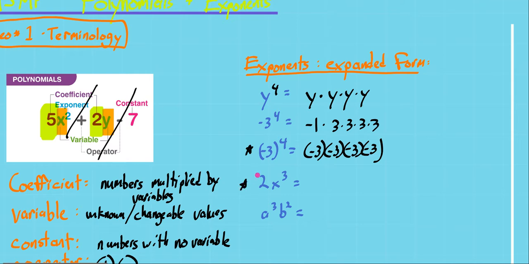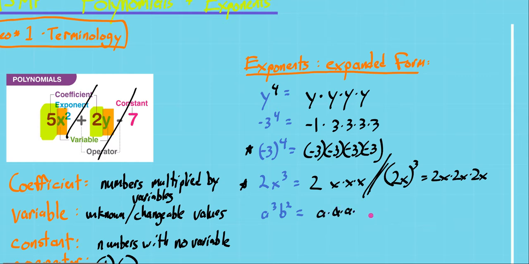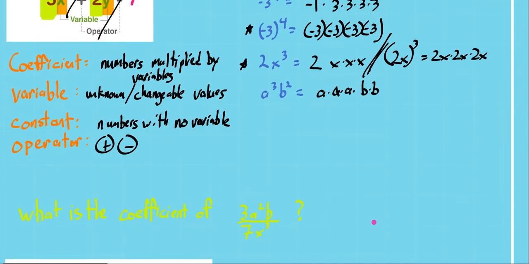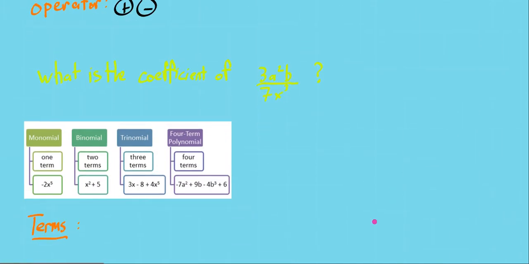Here is almost the same thing as what was up here. Here it was -3, which is -1 times 3. Here's 2x cubed, so that's 2 times x times x times x, which would be different if it was like that. If it was (2x) cubed, that's different, would be 2x times 2x times 2x. A cubed b squared, we would just write 1, 2, 3 a's and 1, 2 b's. So that should be familiar to you, but if not, good time to remember it.